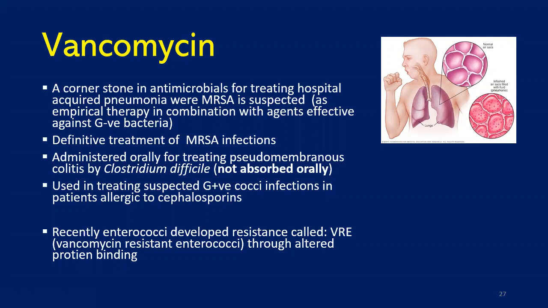And also, it's a definitive treatment for any MRSA infection. If there's MRSA, the first choice that pops up to clinicians is vancomycin. It could be given orally to treat C. diff, Clostridium difficile, because it's not absorbed, so it will stay in the colon lumen in very high concentrations. It's the same dose that you're giving orally. It will stay in the colon, and that will help in eradicating Clostridium difficile.